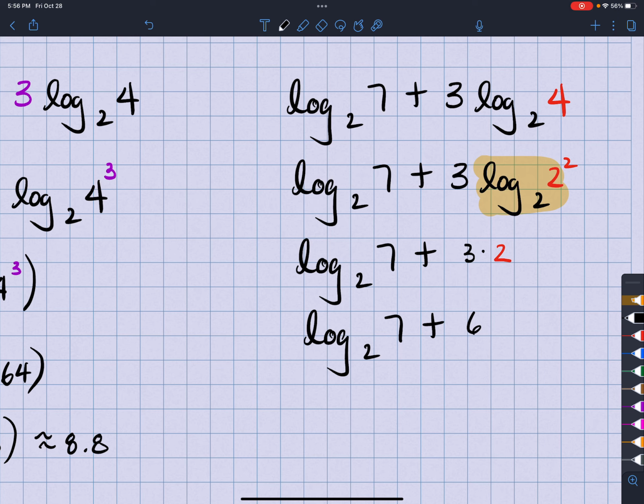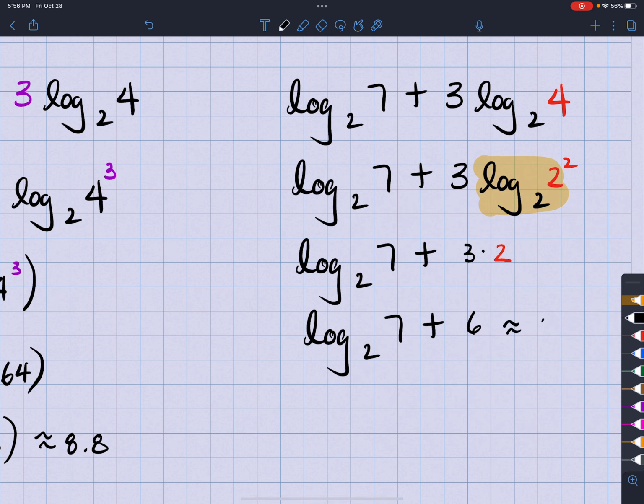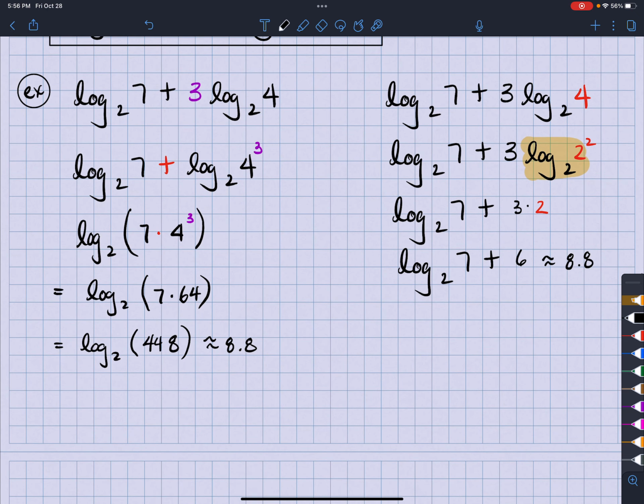So let's see what that equals. Take the log of 7 divided by the log of 2 and add 6 to it. And this will also be approximately 8.8. So both of these would be correct as an answer.